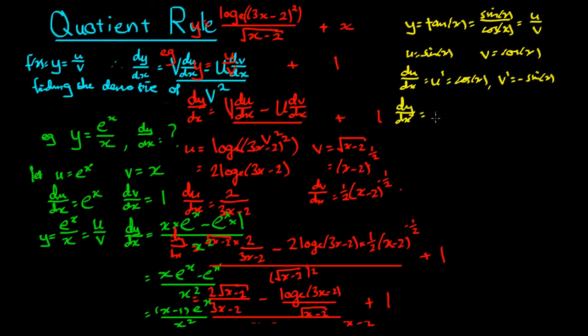So now we have the formula dy dx is equal to, and we'll be going off this formula over here, v du dx, so that's cos x du dx, so it's cos x, take away u dv dx, that's sine x negative sine x, all over v squared, and v is cos of x, so cos squared x. And you can rewrite it like this, cos of x squared, but I prefer cos squared x.